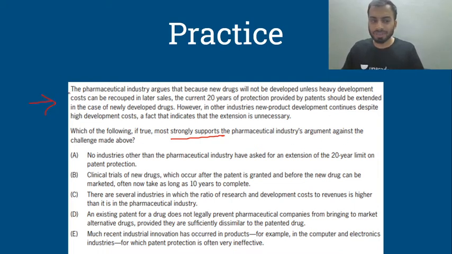Now, what is the challenge made above? The pharmaceutical industry argues that because new drugs will not be developed unless heavy development costs can be recouped in later sales, the current 20 years of protection provided by patents should be extended in the case of newly developed drugs. However, in other industries, new product development continues despite high development costs, a fact that indicates that the extension is unnecessary. This is a trigger word with however.